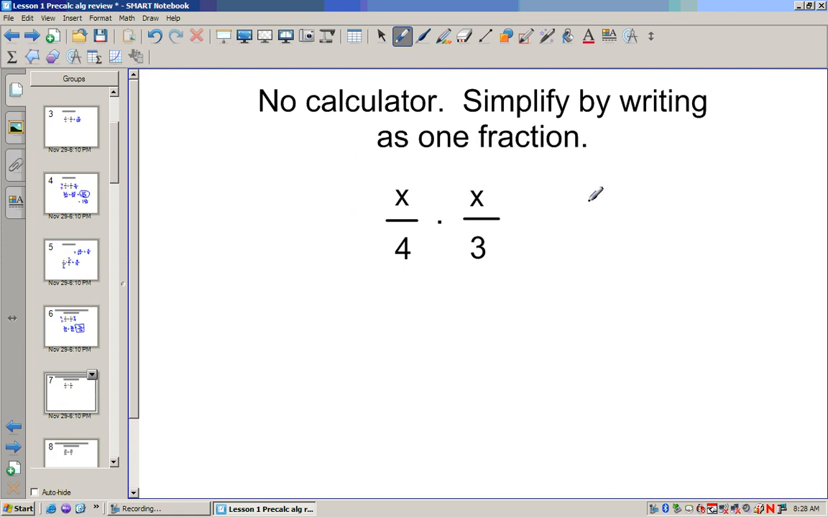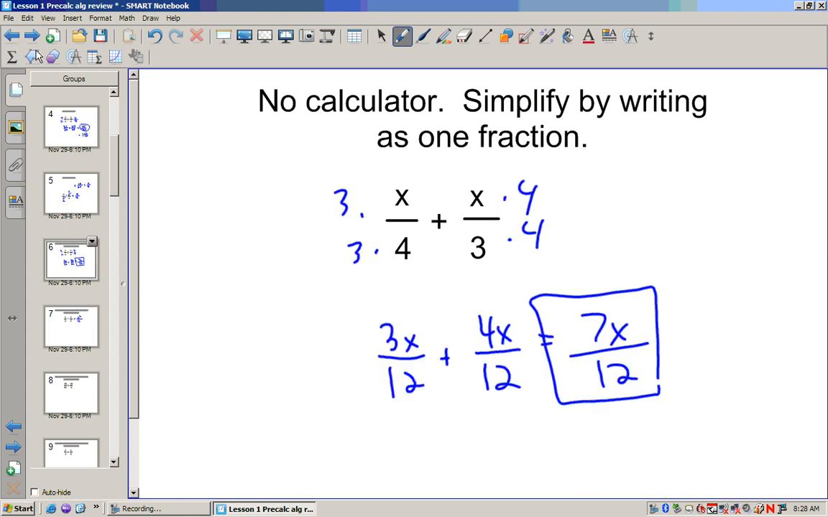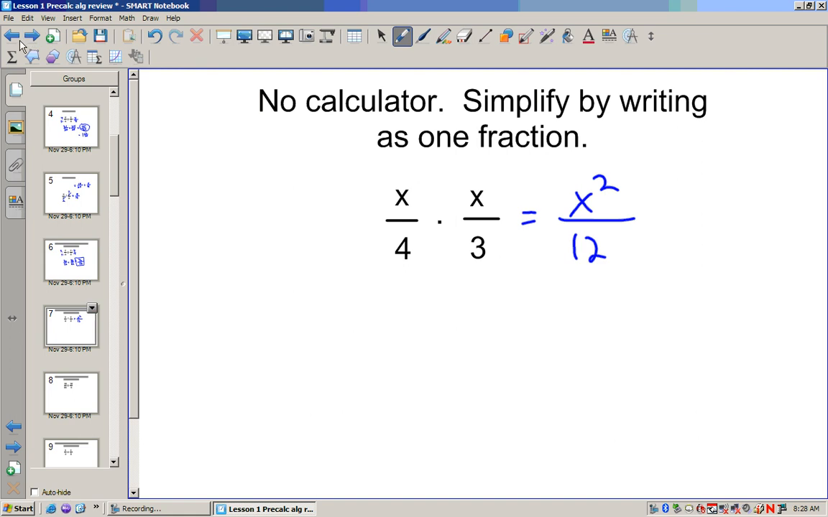Alright, on this one, we go straight across. x times x is x squared. 4 times 3 is 12. So x squared over 12 is the correct answer. Okay, one thing I wanted you to notice is x times x is x squared. Here when you add, 3x plus 4x, that doesn't have a squared. You're just 3x plus 4x is 7x. That's a common mistake that people make.